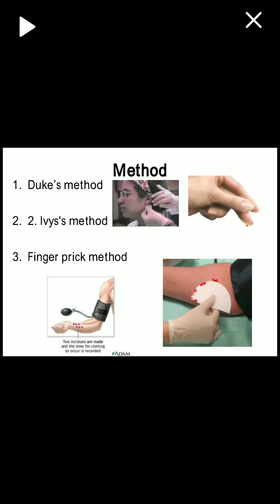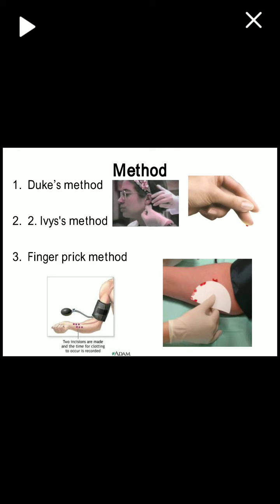In this method what we do, we just give a small cut in the lower earlobe and we allow the blood to flow, and we collect the blood drop by drop on a tissue paper, and for every 30 seconds we collect a different drop and we calculate the bleeding time. The second is Ivy's method.